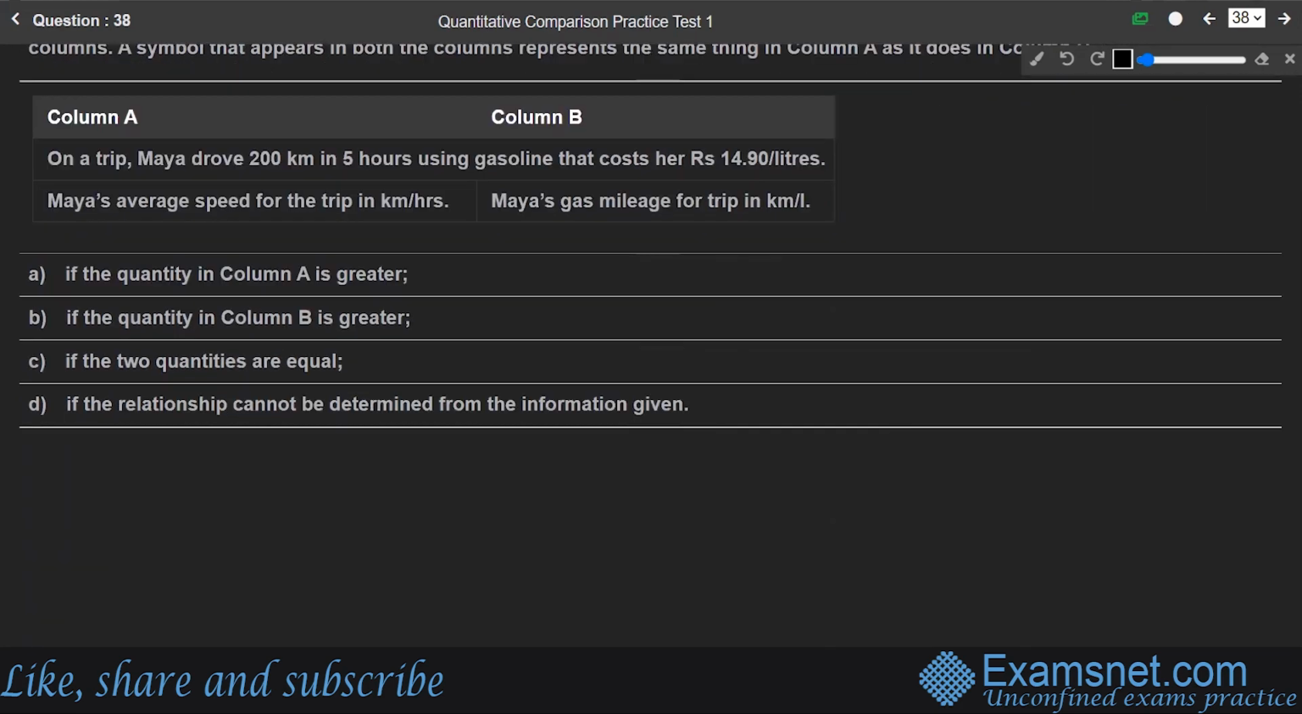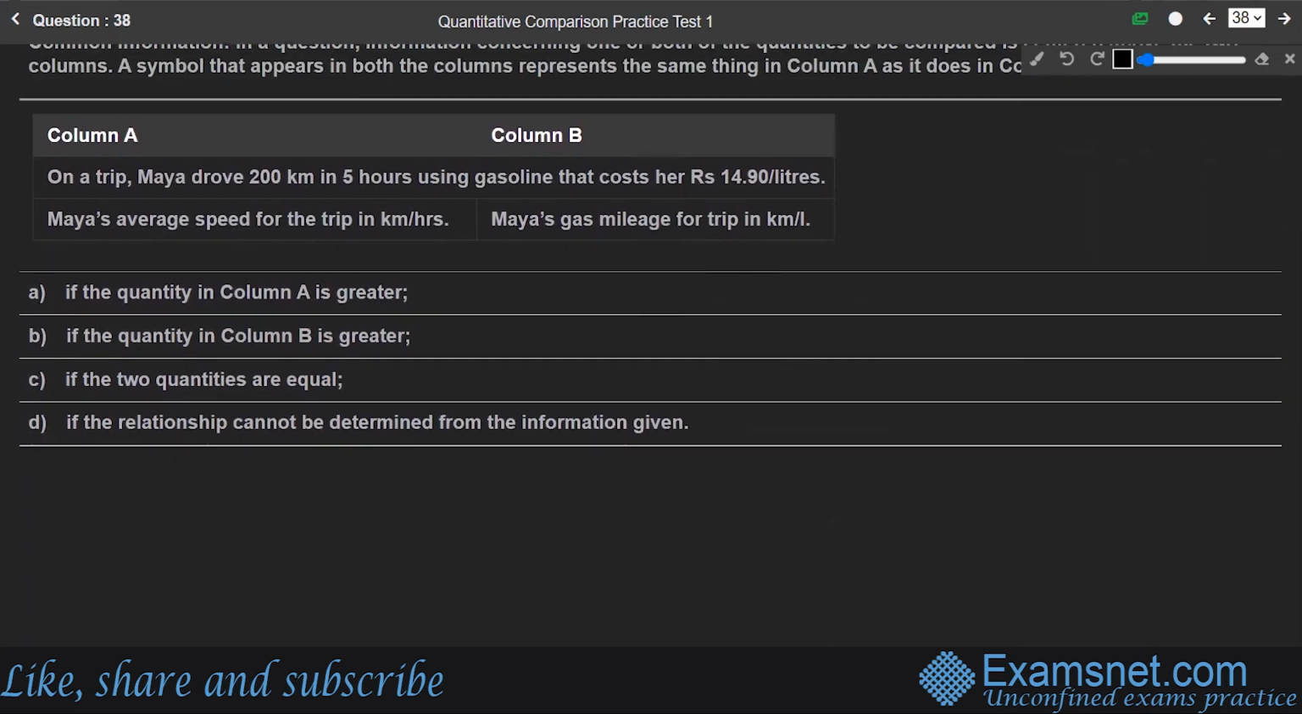Now they're asking, on a trip, Maya drove 200 kilometers in 5 hours using gasoline that cost rupees 14.90 per liter. So the information provided is total distance covered 200 kilometers, total time taken is 5 hours, and the cost of gasoline that is also given is 14.9 per liter.